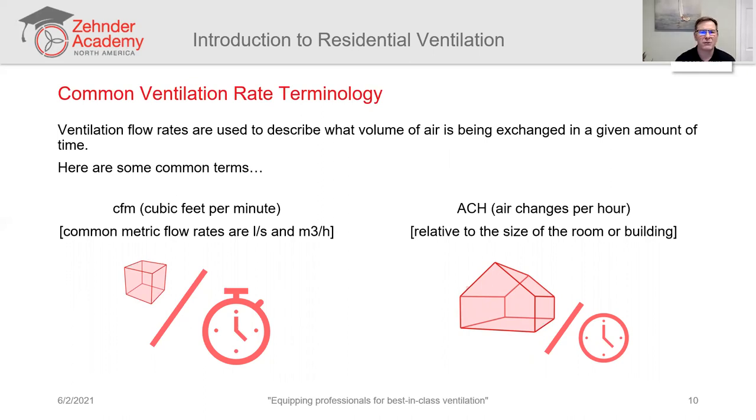A more relative way of talking about air exchange is ACH, and ACH is air changes per hour. This, of course, is relative to the size of the room or the size of the building, depending on what we're talking about. We'll see some examples later on of how this is used. In ACH it's more relative because the room or building size might vary. But once we've established what size that room or building is, and then we say we're doing so many air changes per hour, now we've found a way to measure the air exchange or the ventilation rate.